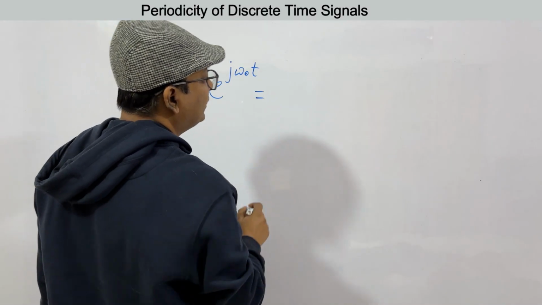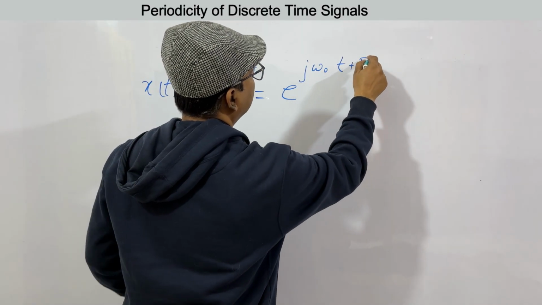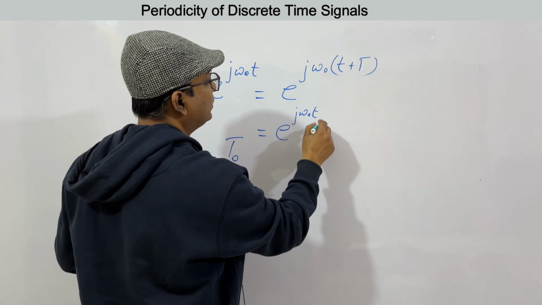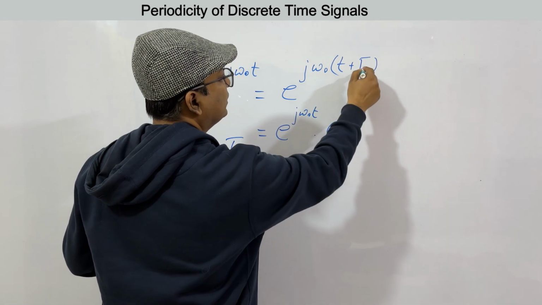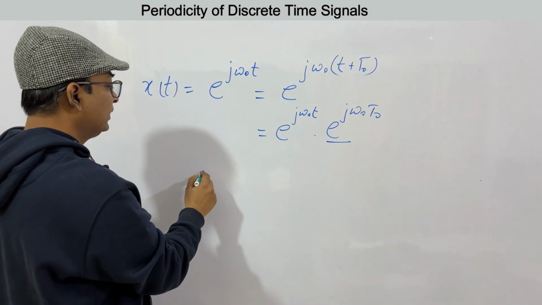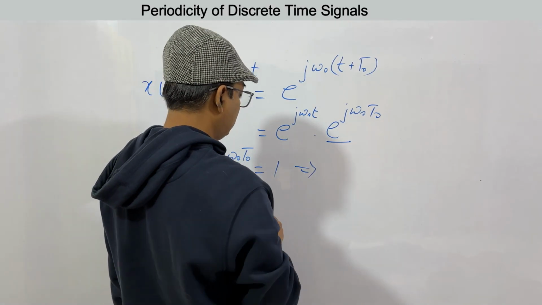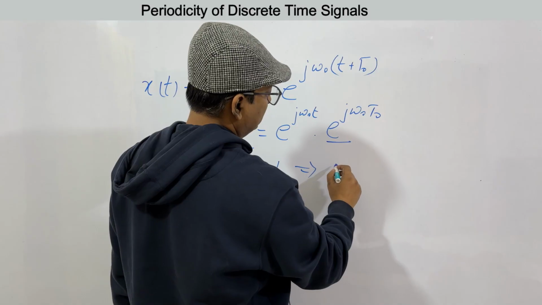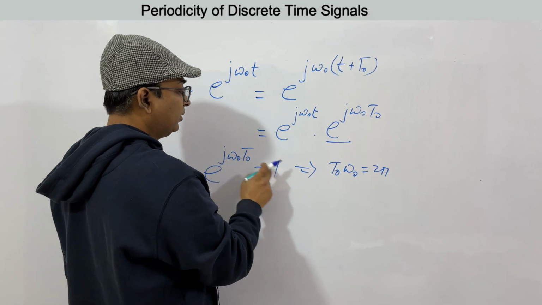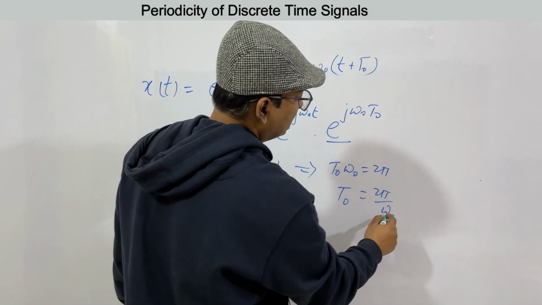And if T0 is the time period, then we know this is equal to e to the power j omega 0 (t plus T0). Okay, so this is actually equal to e to the power j omega 0 t into e to the power j omega 0 T0. For this to be periodic, this function has to be equal to 1, that is, e to the power j omega 0 T0 should be equal to 1, from where we define T0 into omega 0 equal to 2 pi. If this is 2 pi, this will be equal to 1. So from here we found T0 equal to 2 pi by omega 0, or omega 0 equal to 2 pi by T0.